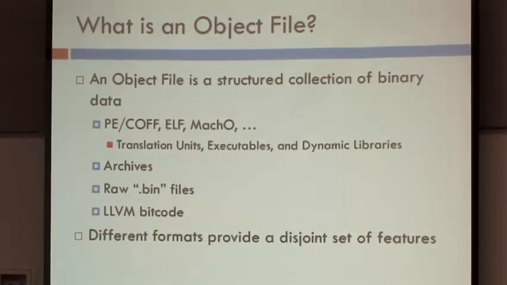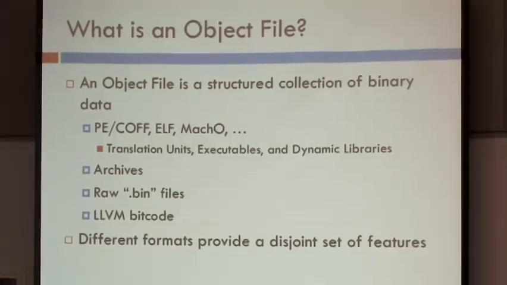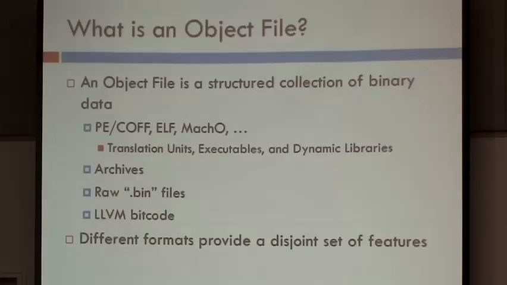So first, what is an object file? An object file is a structured collection of binary data. And this includes stuff such as the 3 standards, PE/COFF, ELF, and Mach-O. And this includes translation units that the compiler outputs, the final executables, and also dynamic libraries, which are shared objects on ELF, and I don't really know what they're referred to on Mac. This also includes archives, which are collections of other object files.